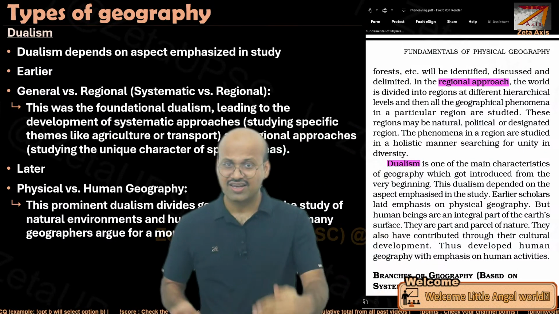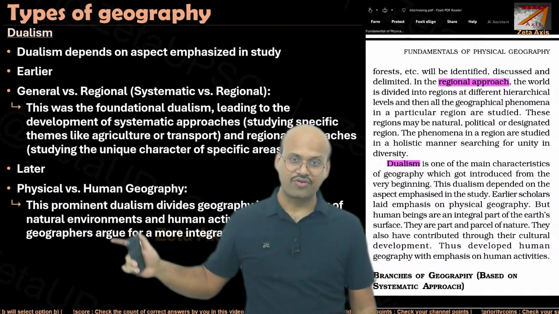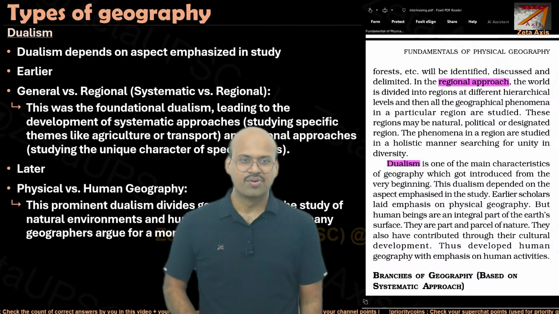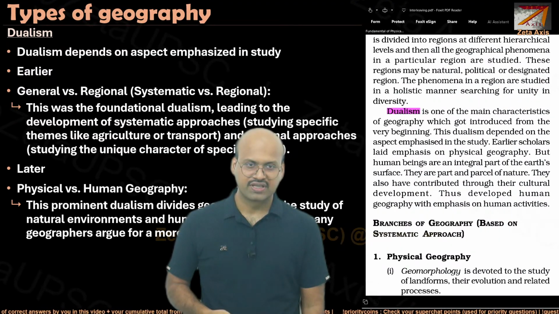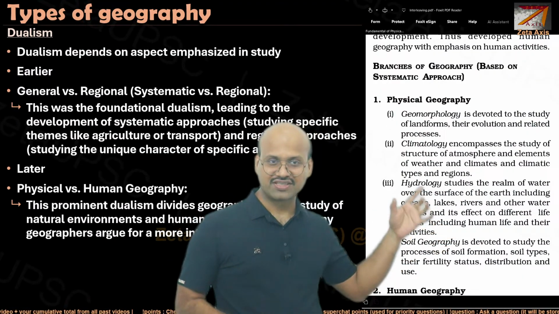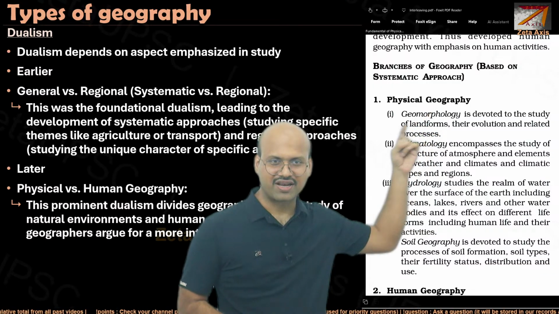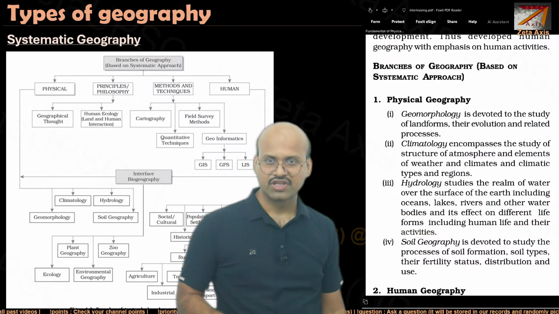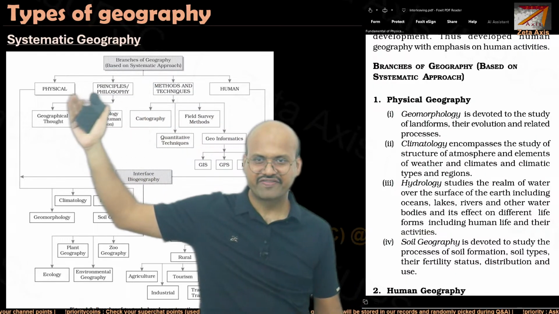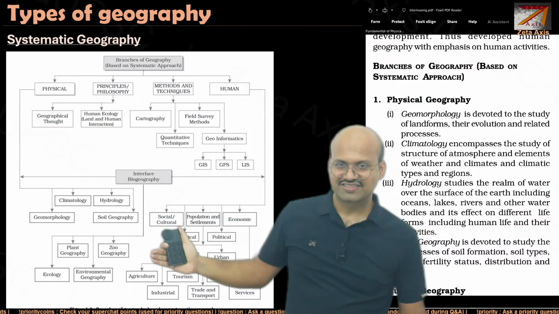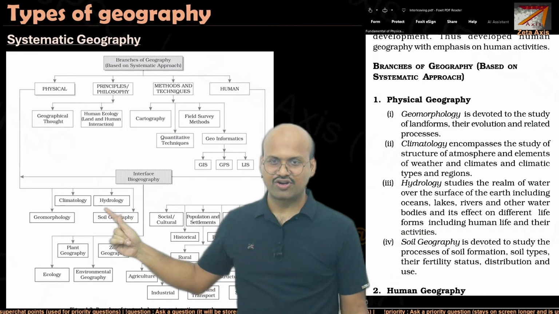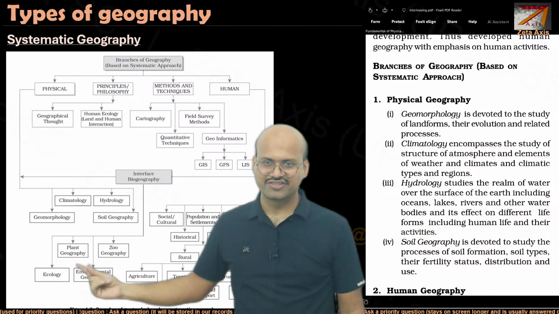So you can see that earlier dualism started with this. Now it is about whether to include human effect in the study of physical properties or not. Now here are the names of those different branches. Physical geography can be classified into, you can see the examples of systematic geography over here. So these are different systematic geographies: soil geography, hydrology, climatology, geomorphology, plant geography.